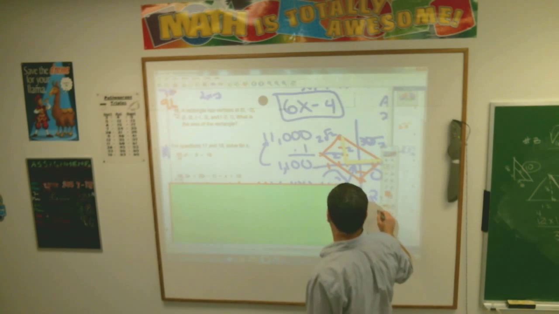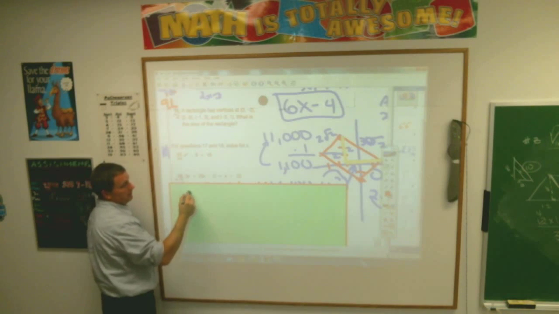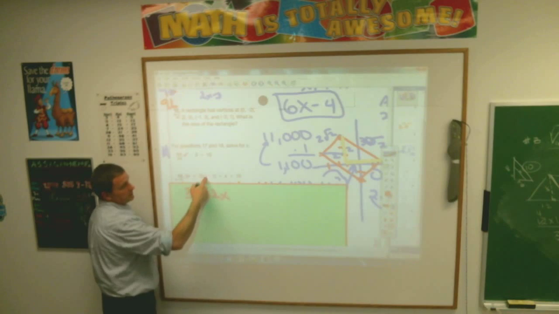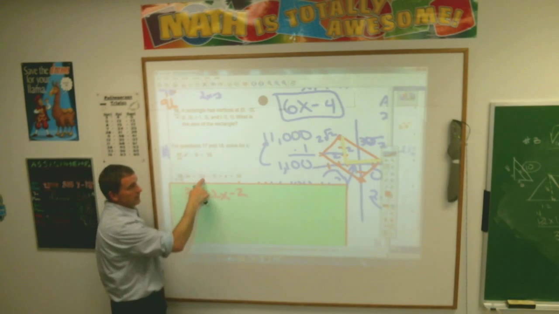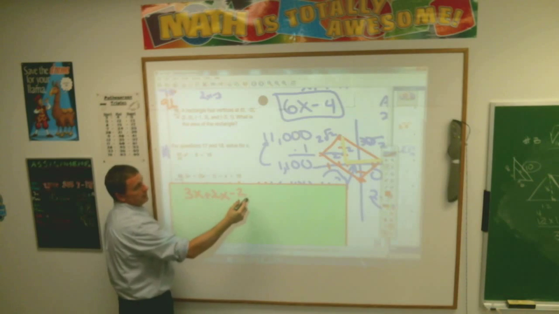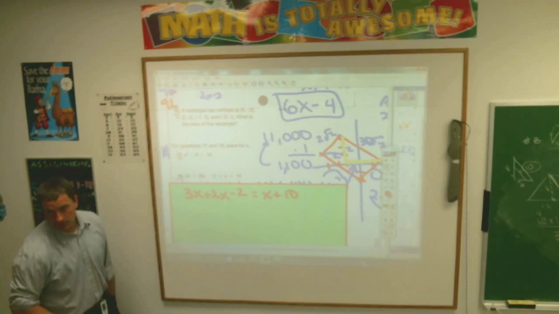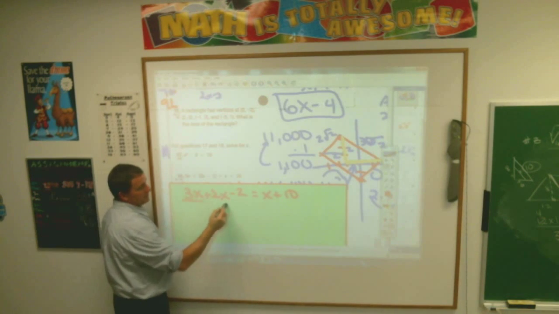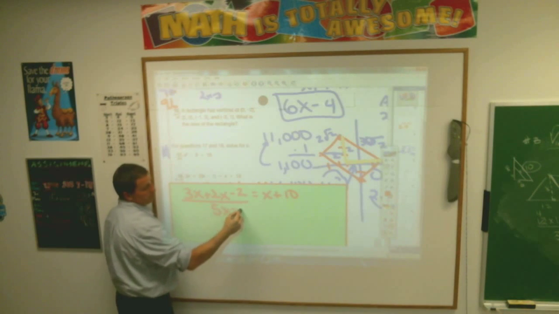Taylor, you understand distributive property? 3x stays, 2 times x, and 2 times the negative 1. Right? 2 times x, 2 times negative 1. And that equals x plus 10. I got rid of my parentheses. Next thing I look and see, on each side, what can I put together? Well, I can put together this 3x and the 2x to give me 5x.